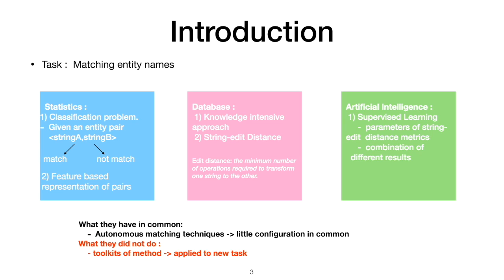So, the task in the context of this paper is the entity name matching problem: given two entity names or two strings, how can we come up with a metric to decide whether the two names match each other? Different communities have given different formulations and solutions to the entity name matching problem, and the details of their formulations are shown in different blocks in this slide. These communities have emphasized developing autonomous techniques, and what they did not do is implement a toolkit of methods that can be easily applied to new tasks. Thus came the motivation of the work presented today.